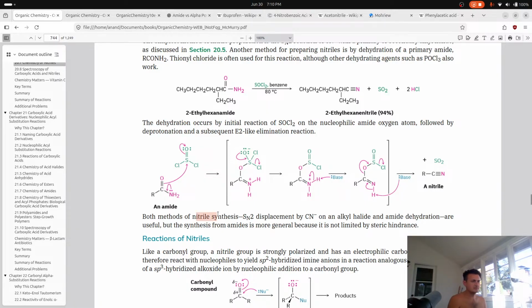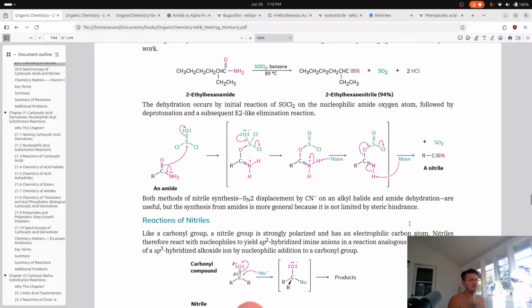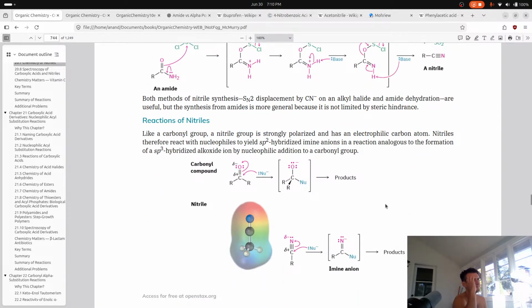Both methods of nitrile synthesis, from an alkyl halide and from an amide, are useful, but the synthesis from amides is more general because it's not limited by steric hindrance. Like a carbonyl group, a nitrile group is strongly polarized and has an electrophilic carbon atom. Nitriles therefore react with nucleophiles, yielding sp2 hybridized imine anions.